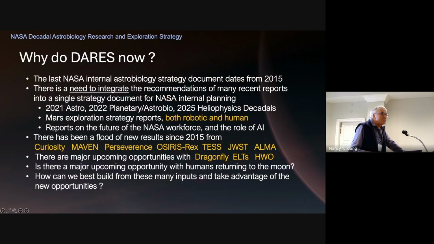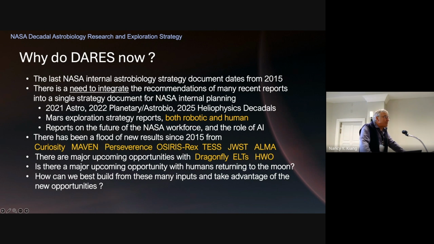The reason to do the DARES effort now is that the different strategy documents are all coming from different directions. We have the astrophysics one from 2021, the planetary astrobiology one from 2022, heliophysics, and Mars exploration strategy reports, and there are lots of issues for the NASA workforce we want to work on internally. And there are all these results from the missions, shown in gold here, since 2015 that are affecting the state of the field, many of them extremely exciting.